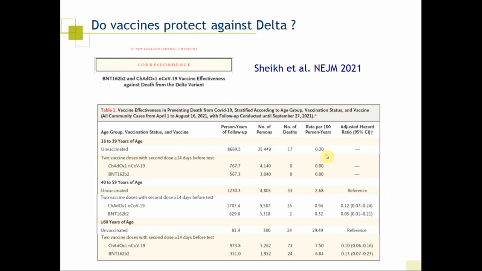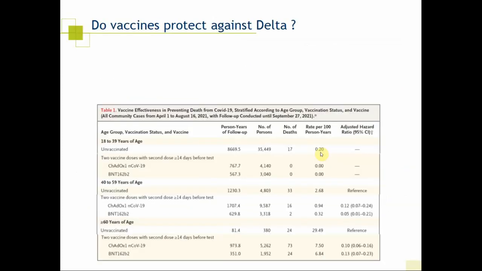So young people less than 40 years of age had 35,000 infections in unvaccinated people and 17 deaths. People who were fully vaccinated had only 7,000 infections, no deaths. Now in older people, unvaccinated people, 4,800 infections, 33 deaths. Fully vaccinated people, either with AstraZeneca or Pfizer, about 13,000 infections, 18 deaths. And then in even older people, very few people not vaccinated, but still 24 deaths, and several thousand people fully vaccinated, some deaths.